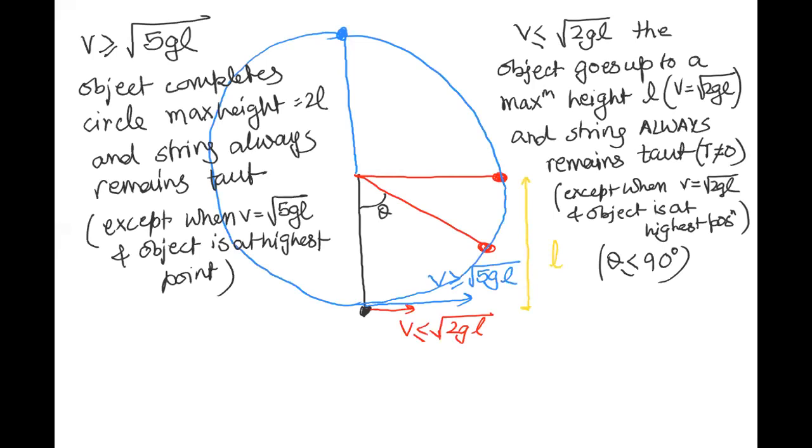So when v is greater than root 5 GL, the string always remains taut, except for that one exception. And that is also momentary. It is not permanent. It is momentary. Similarly, if v is less than root 2 GL, then the string always remains taut, except for that momentary position when the string becomes horizontal.